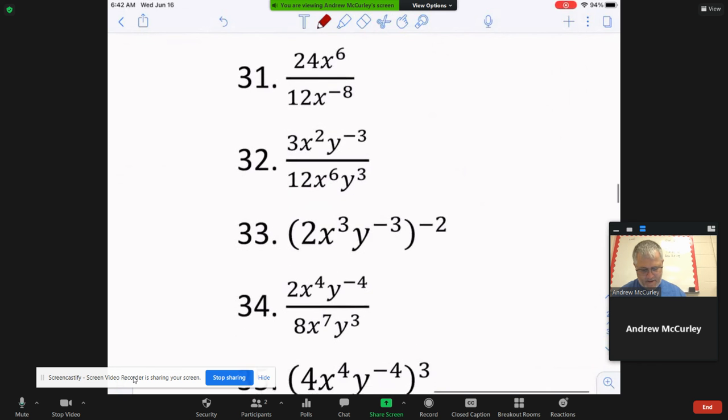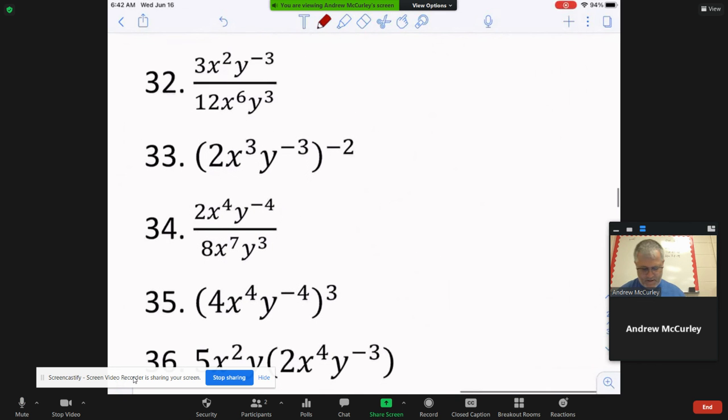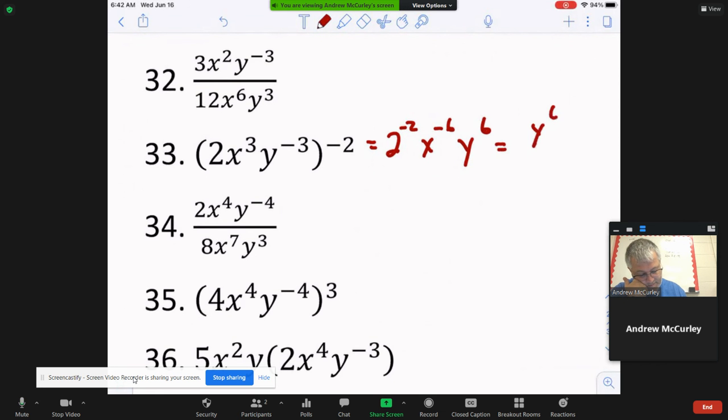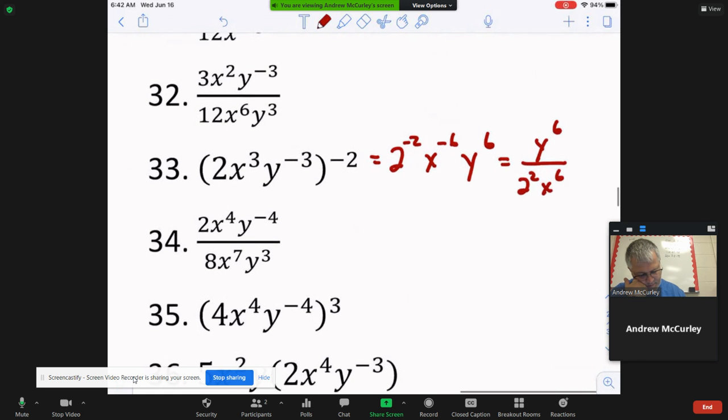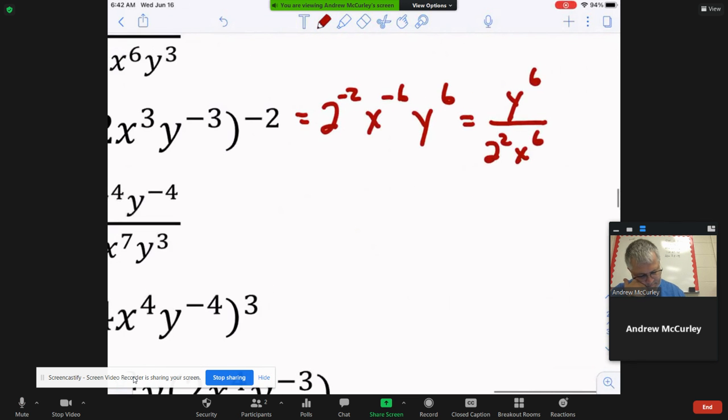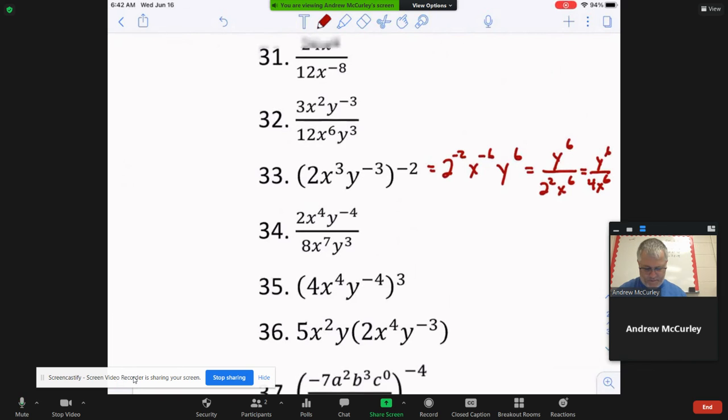All right. How would I go about number 33? I think what I would do is, because there's negatives and positives on the inside, I would say, okay, this is going to be 2 to the -2nd, x to the -6th, y to the 6th. So now I'm just going to move what I need to move. Well, the y to the 6th is going to stay up there. And then this is going to be 2 squared, x to the 6th in the denominator. And of course, 2 squared is 4. So y to the 6th over 4x to the 6th. So I would take either one of those. That looks pretty good.